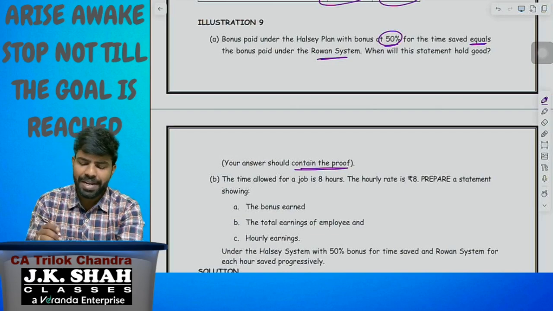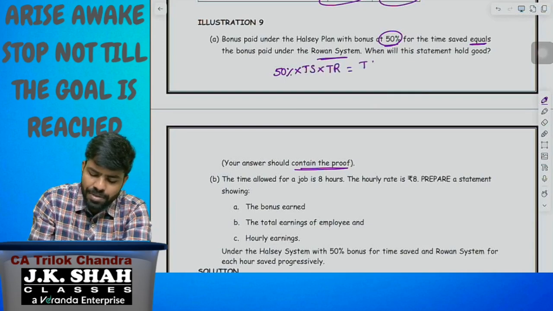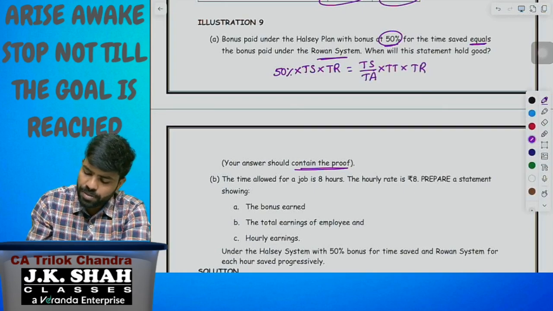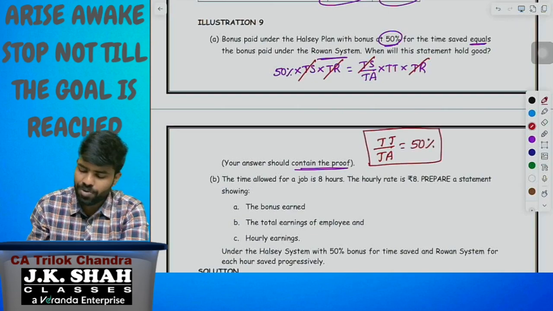Let me take the bonus under Halsey system: 50% of time saved into time rate. Under Rowan system: time saved divided by time allowed into time taken into time rate. Now let me cancel the common items, time saved and time rate. The final equation is time taken divided by time allowed equals 50%.